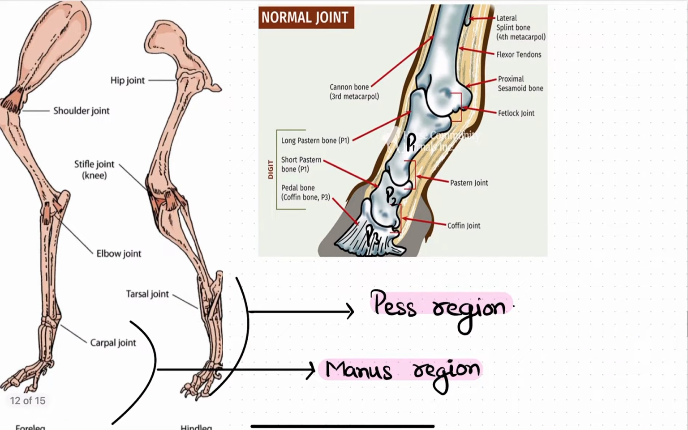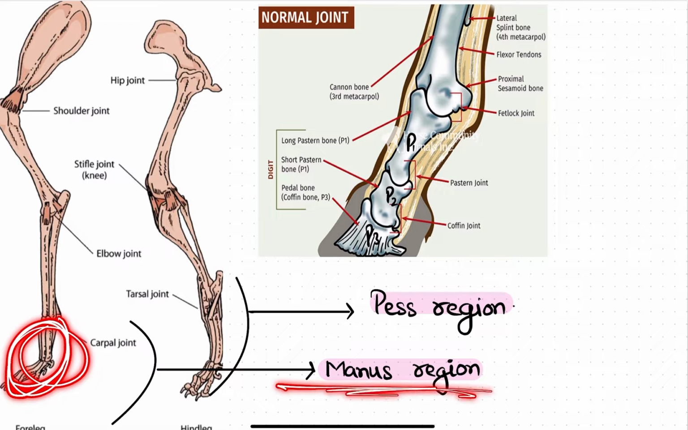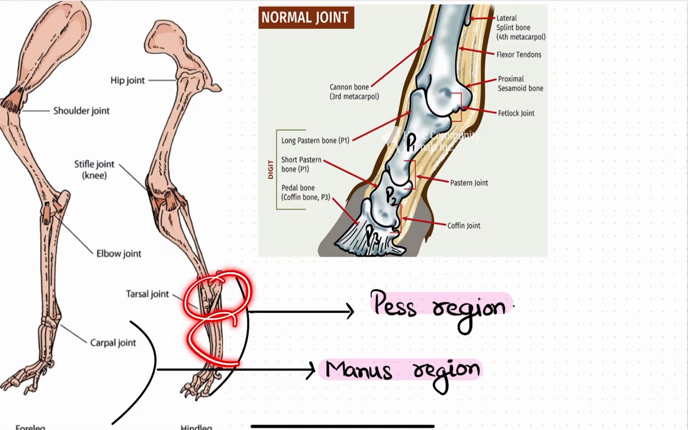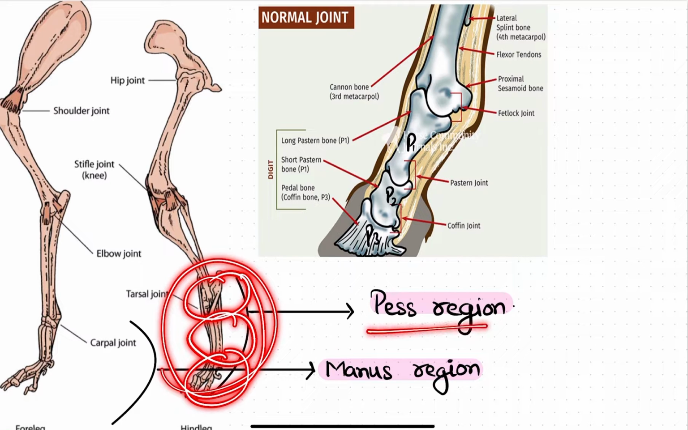Okay, now there are two important diagrams which you can relate to. This is the scapula bone, this is your humerus bone, this is radius and ulna, these are carpal, metacarpal and phalanges. The joint between the scapula and humerus is known as the shoulder joint, the joint between the humerus and radius-ulna is the elbow joint, and the joint between radius-ulna and carpal is the carpal joint. This region of carpal, metacarpal and phalanges together is known as the manus in the forelimb, and tarsal, metatarsal and phalanges in the hind limb are known as the pes region.